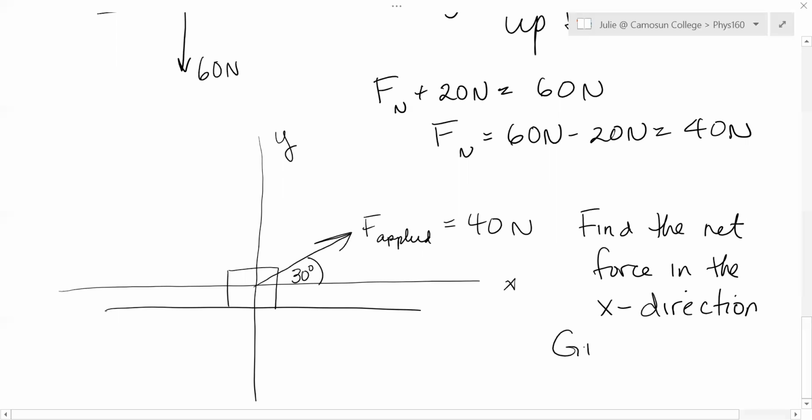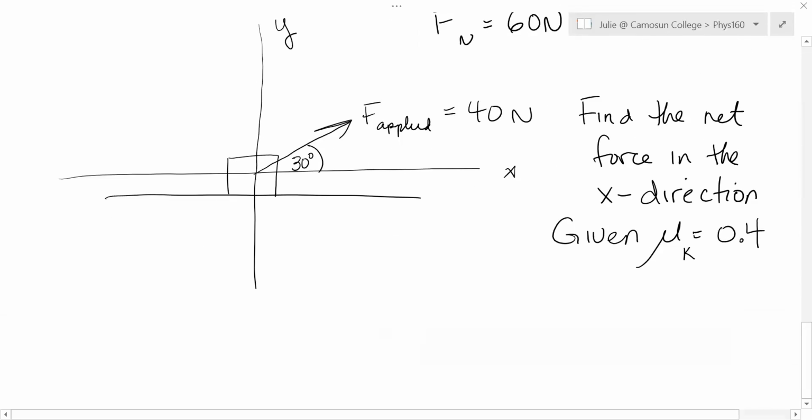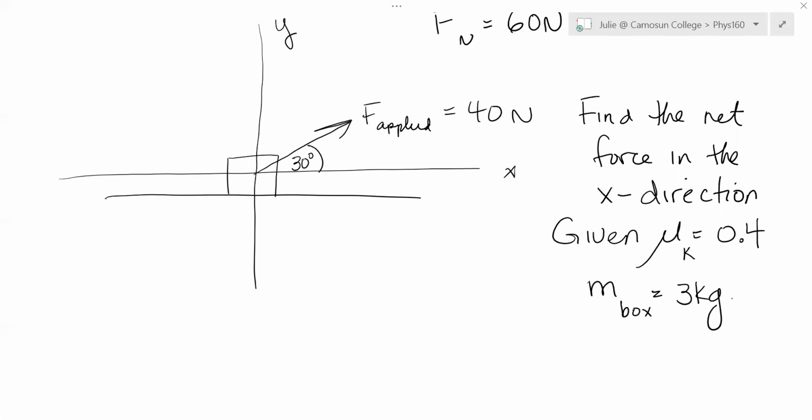And you're given the coefficient of friction, mu K, is 0.4. And then you also have to be told the mass of the box. So you're also given that the mass of the box is equal to 3 kilograms. And that's all you need to be given. So this would be like some child pulling a sled across a driveway or something.